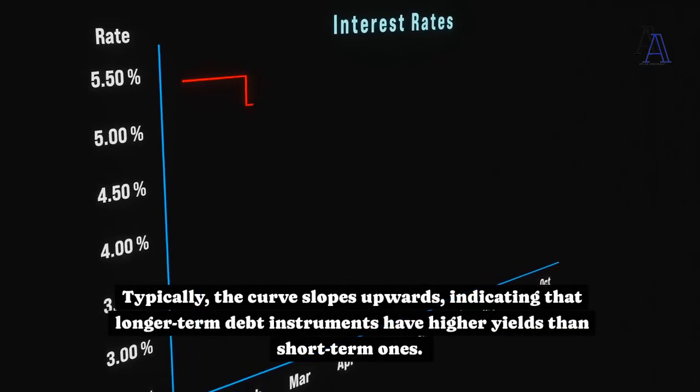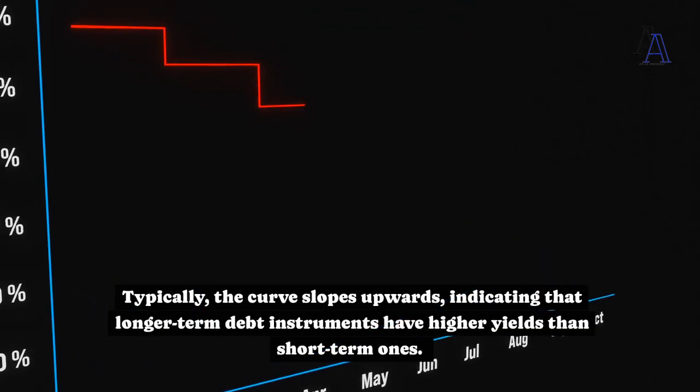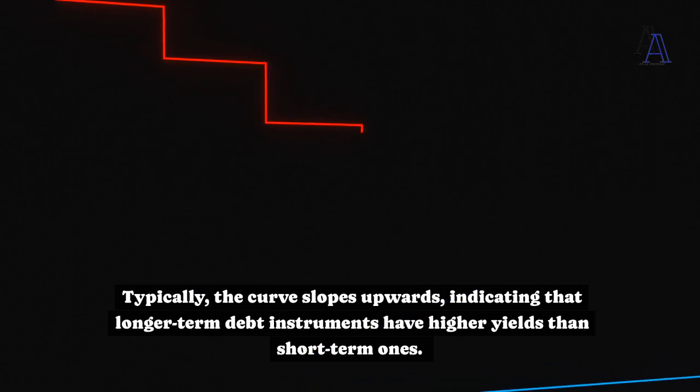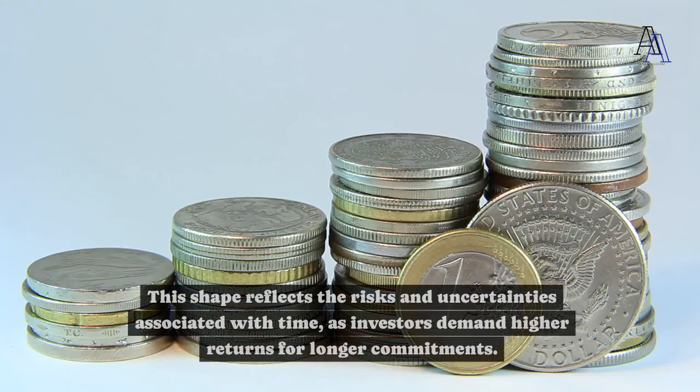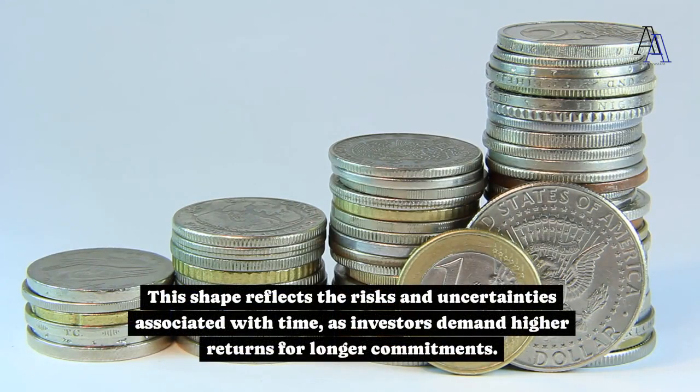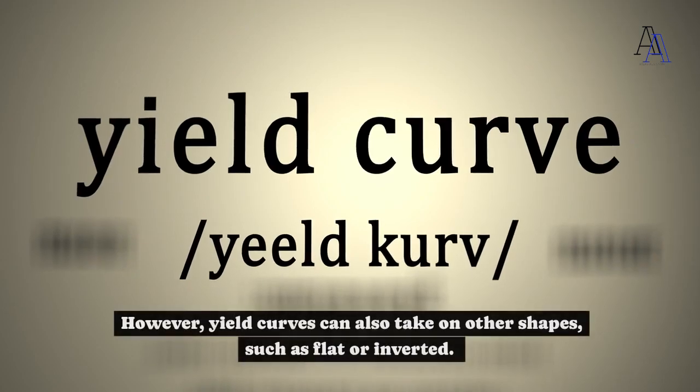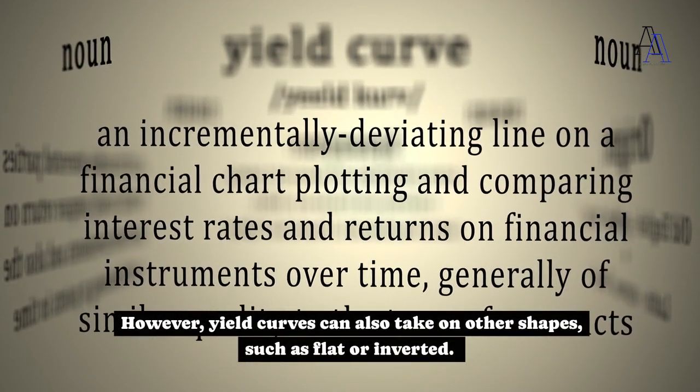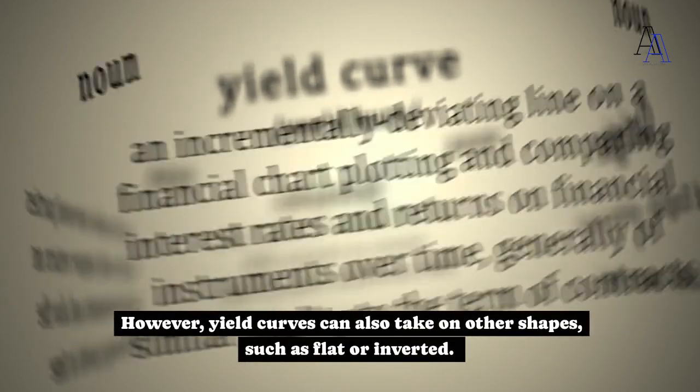Typically, the curve slopes upwards, indicating that longer-term debt instruments have higher yields than short-term ones. This shape reflects the risks and uncertainties associated with time, as investors demand higher returns for longer commitments. However, yield curves can also take on other shapes, such as flat or inverted.